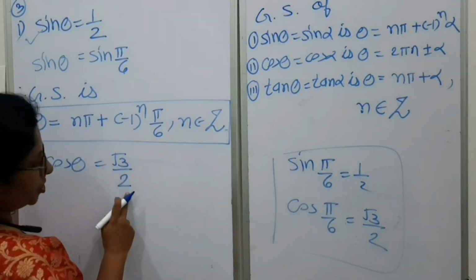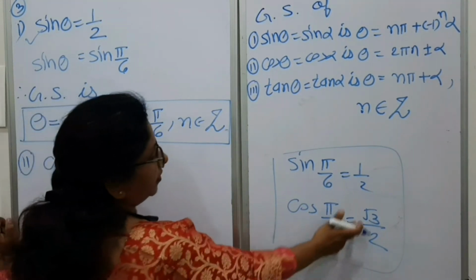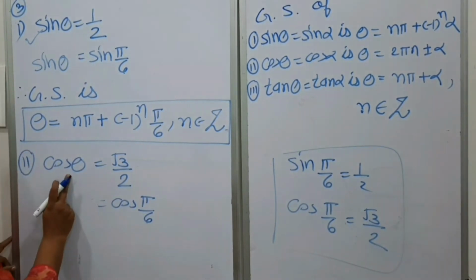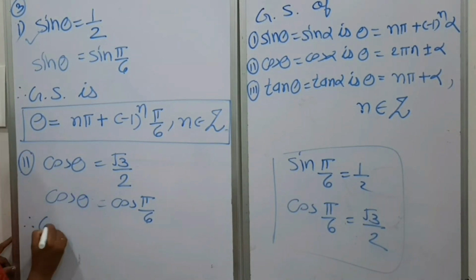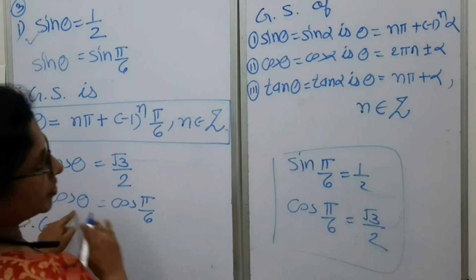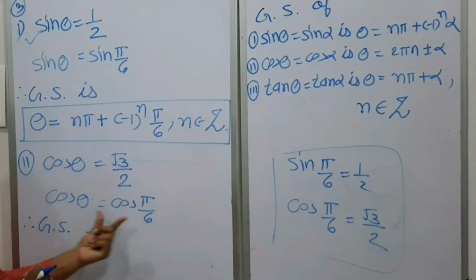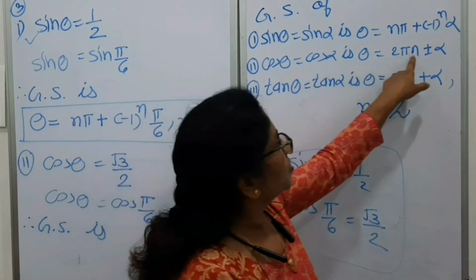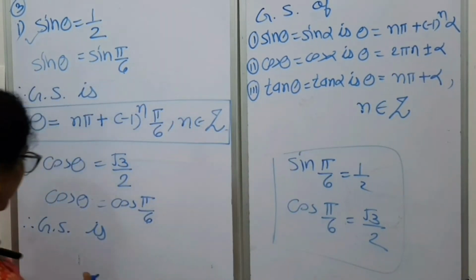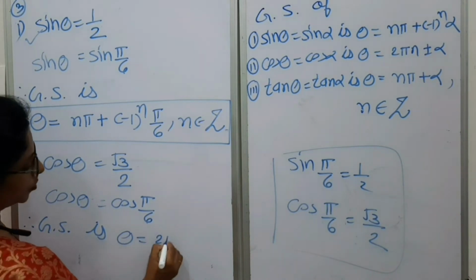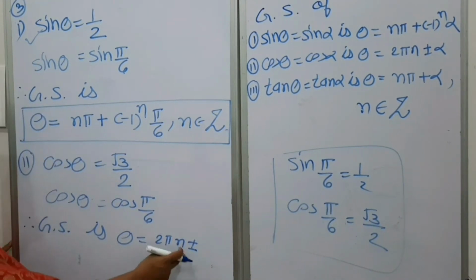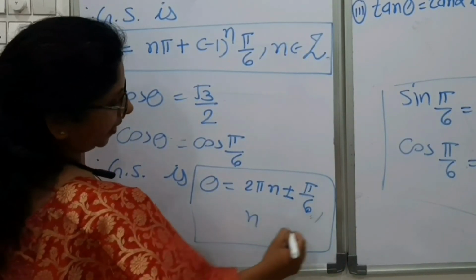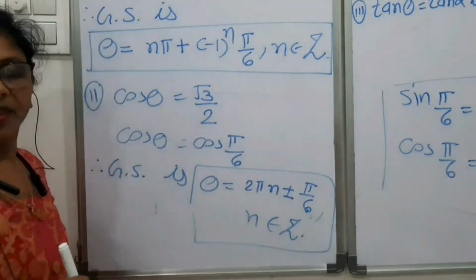So cos theta equals root 3 by 2. Instead of root 3 by 2, we will write cos pi by 6. So here it is cos theta. Therefore, to compare this equation with the second solution, cos theta equals cos pi by 6 and cos theta equals cos alpha, theta equals 2 pi n plus minus alpha. So we will write theta equals 2 pi n plus minus pi by 6, where n is an integer.